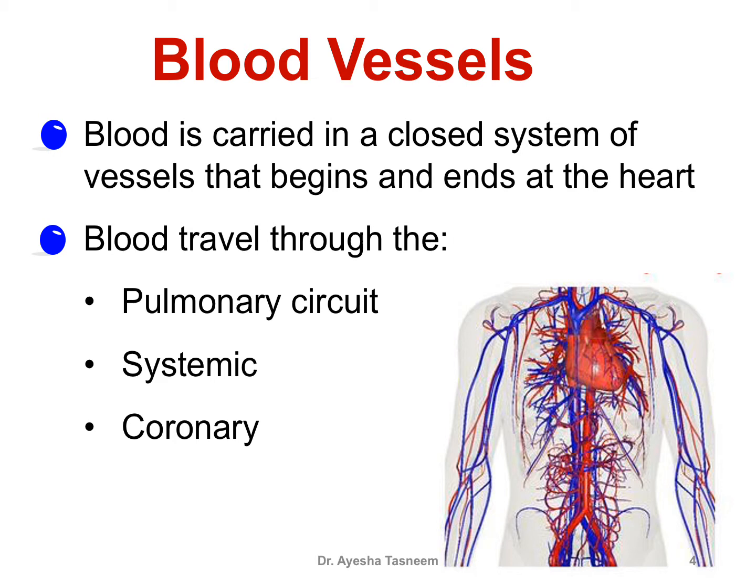Blood is carried in a closed system of vessels that begin and end in the heart. Blood travels through the pulmonary circuit. We have two major systems: one is the systemic circulation and the other is the coronary circulation.